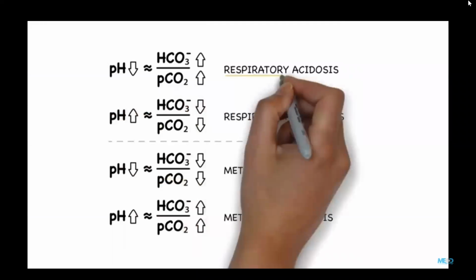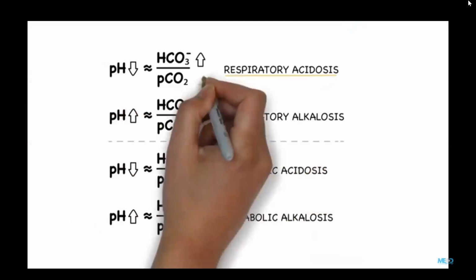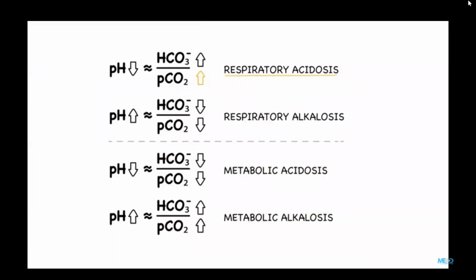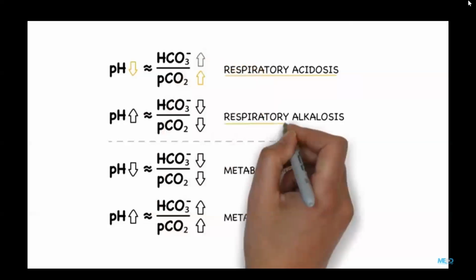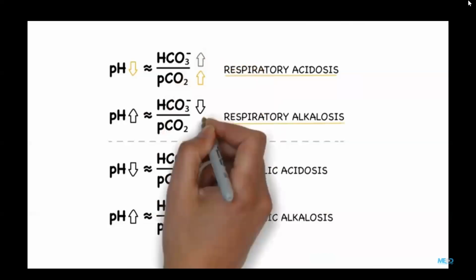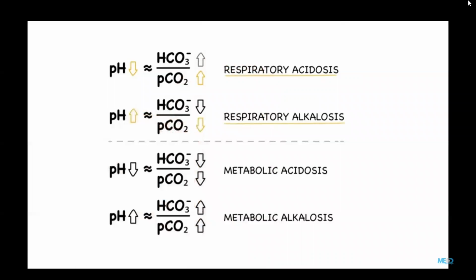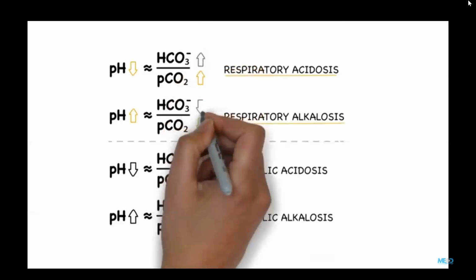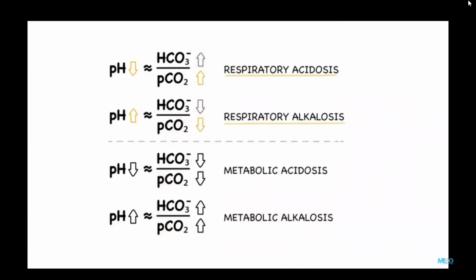As we said, in respiratory acidosis, CO2 is elevated, and in respiratory alkalosis, CO2 falls. So you can see that respiratory changes move in opposite directions. Let's see what the situation is in metabolic.